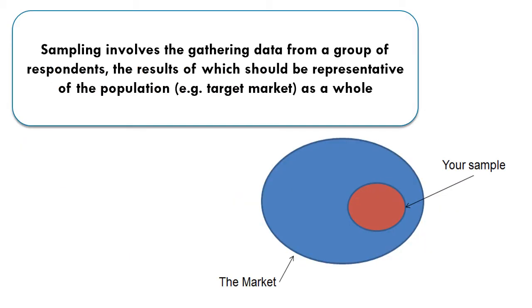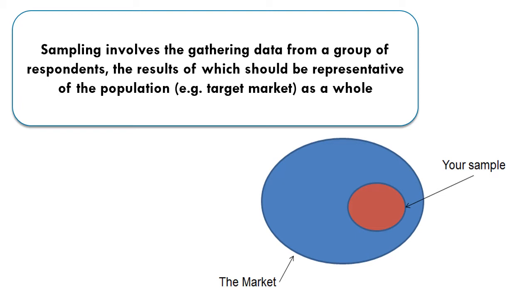Okay, I want to talk to you a little bit about sampling now. Both primary and secondary research is likely to be based on the views of a sample, because it is both expensive and often impractical to collect the views of the whole population. By population, I don't mean the whole of the UK or the whole of the country that we're talking about. By population, we're just talking about the target market.